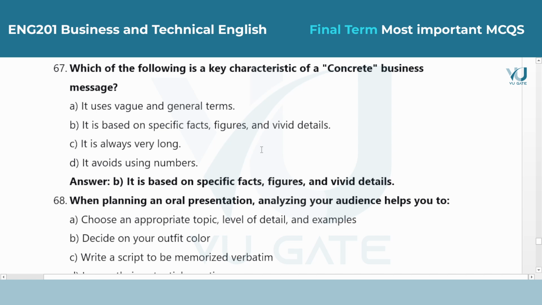67. Question. Which of the following is a key characteristic of a concrete business message? Answer. B. It is based on specific facts, figures, and vivid details. Concept. Concreteness avoids ambiguity by using precise language and data instead of vague generalizations.